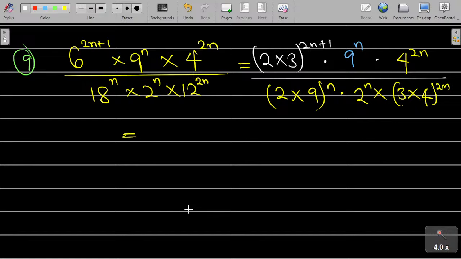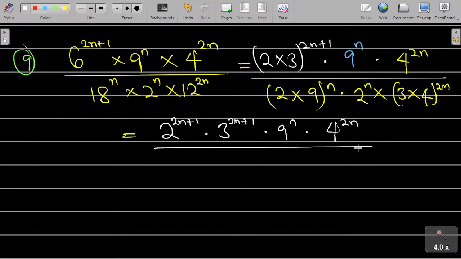Which is why I keep saying that people must get involved in solving problems, because it is in doing that that you are able to see the approach you can take without wasting time. So open this bracket now. You will get 2 to the power of 2n plus 1 multiplied by 3 to the power of 2n plus 1. Then I have 9 to the power of n, and then I have 4 to the power of 2n.